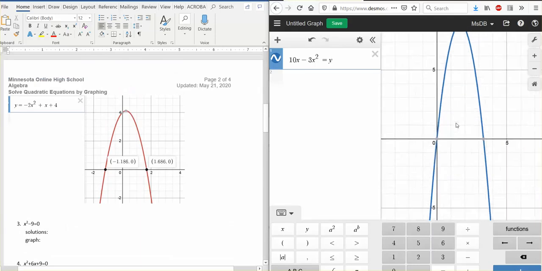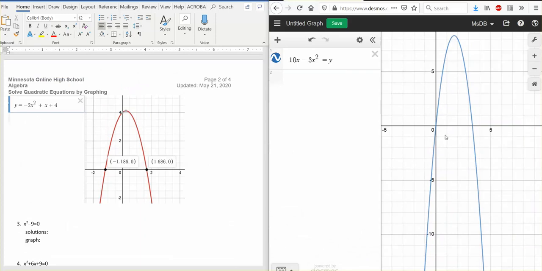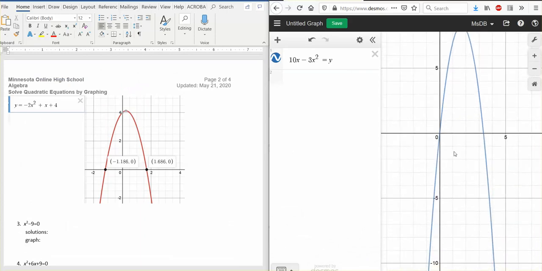All right, so now I'm going to look at my graph. There it is. And let me get the solutions, because I need that. So one of them's at 0, I think. Yep, that one's a nice one. And the other one is at 3.33 or 3 1/3.